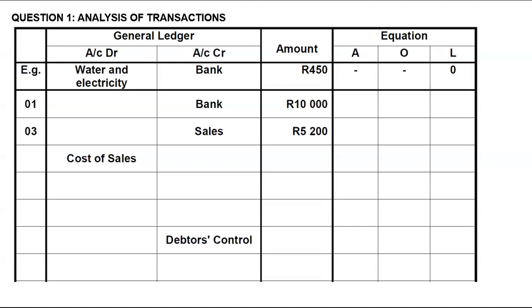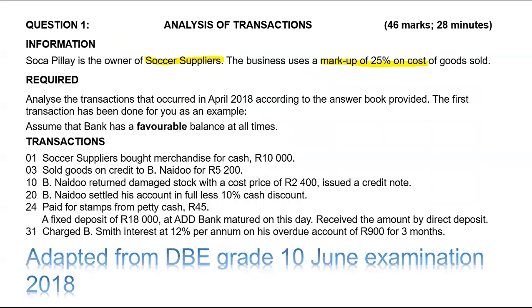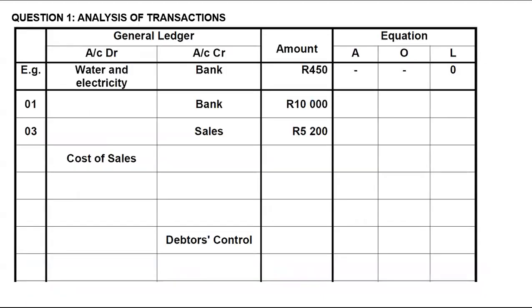All right, let's get to the first question. It says that Soccer Supplies bought merchandise for cash, which is 10,000. Two accounts are affected there. What are they? It is bank and merchandise, which is another name for trading stock. We bought trading stock. Already they credited bank. Obviously, we need to debit trading stock.